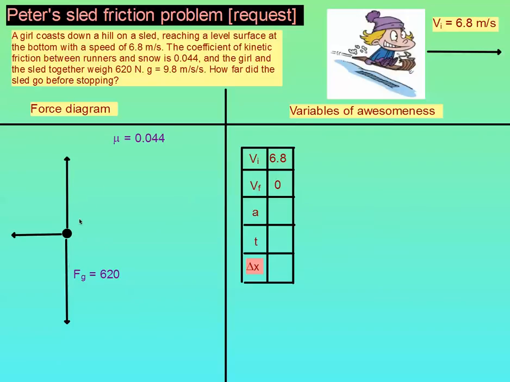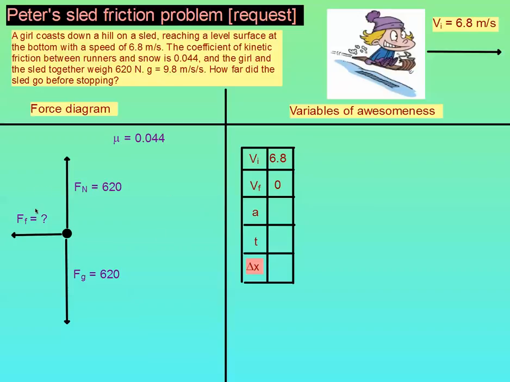And now we're trying to figure out the missing pieces of this force diagram, and eventually what we really want to find is delta x, how far she went before coming to a stop. So a very easy first step on this force diagram is, if the force of gravity is 620, well, she's just going on flat ground and she's not accelerating up or down. So we know that the forces have to be in balance in the y direction, in the vertical direction. So the normal force here has to be 620 newtons.